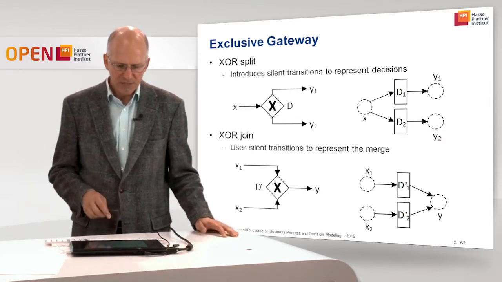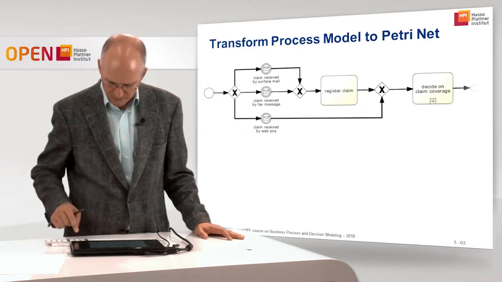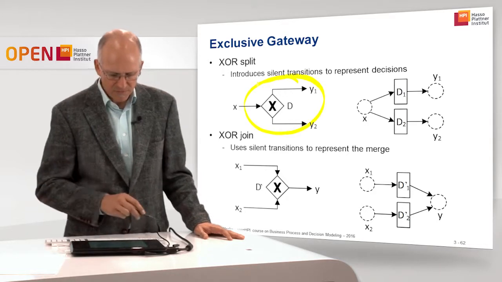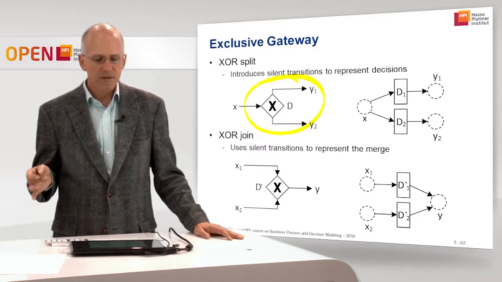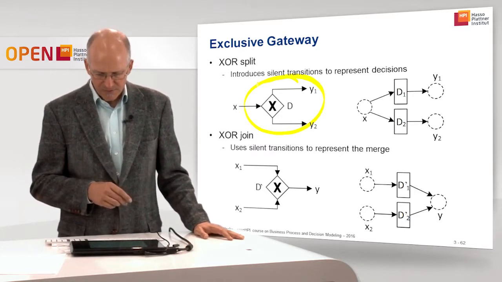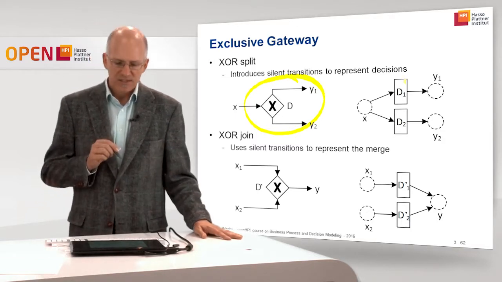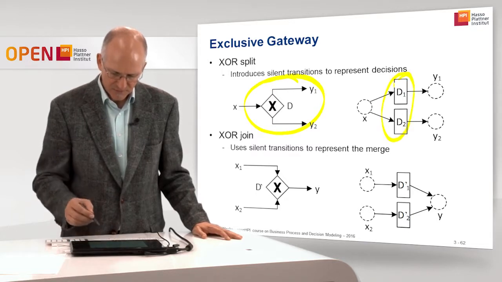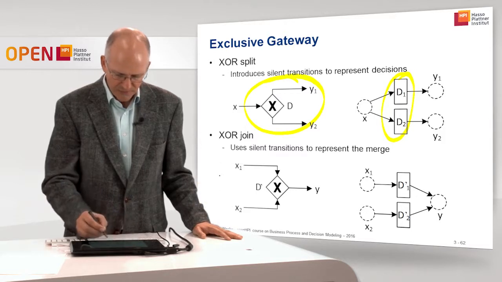Splitting behavior regarding the XOR split. So there's a decision D, and either the process continues with Y1 or with Y2. We can represent this behavior by two transitions. So we need two transitions, called D1 and D2. So why is this exclusive OR behavior represented here?